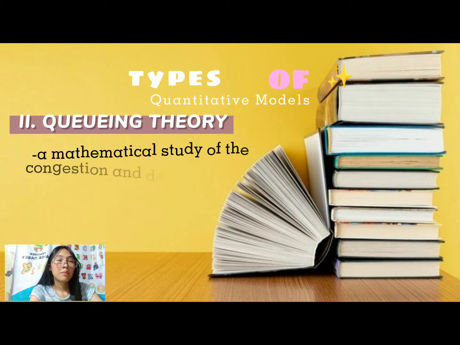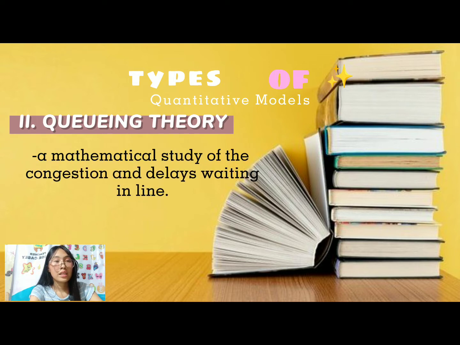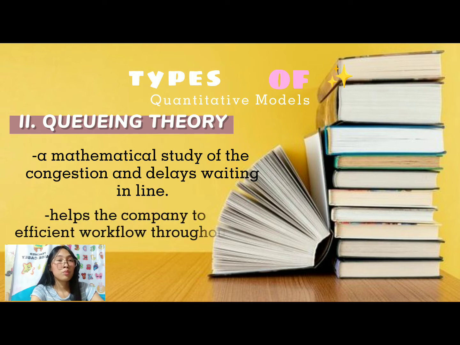The second type under the quantitative model of decision making is the queuing theory. It is a mathematical study of congestion and delays waiting to be served. This can be cars, this can be people, this can be stocks waiting to be served or waiting to be entertained. I think this is also quite familiar with fast food chains offering drive-through features. We can see lots of cars in line, lots of people in line waiting to be served as well. And this queuing theory aims to help the company in making an efficient workflow throughout.